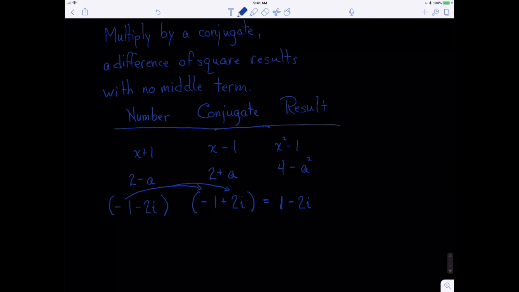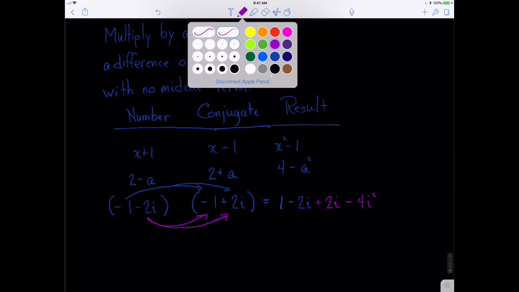Then we change colors. We go to magenta, and we distribute again. So -2i times a -1, and then -2i times a positive 2i. So that's going to be plus 2i. -2i times 2i, we're going to have a -4i squared. So now let's put everything back together.